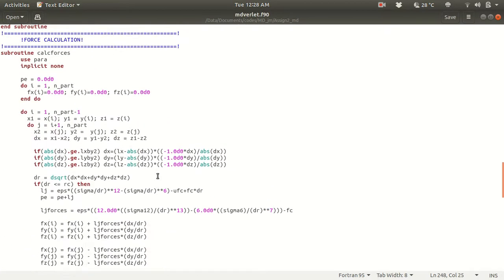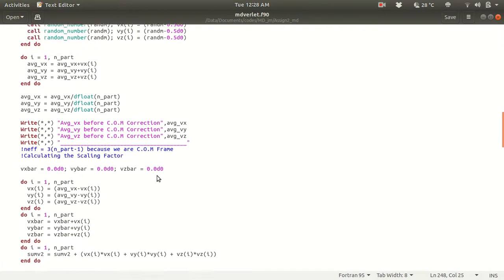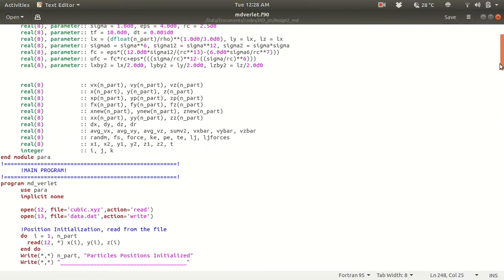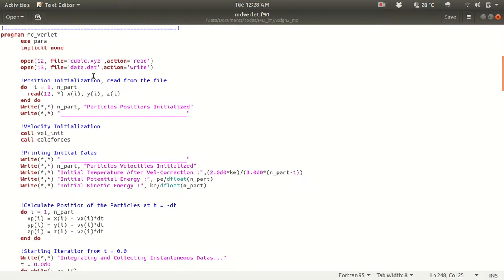So now we have to add these three subroutines inside our code, so that I can have a molecular dynamics simulation. So let's look at that. This is the main program. I am using use para, which is the parameter module file, which I have already described. And I am opening two files.